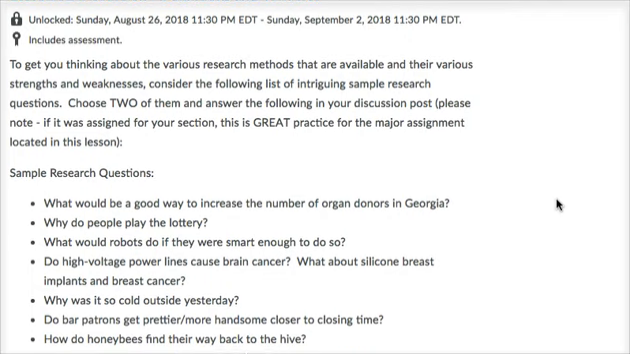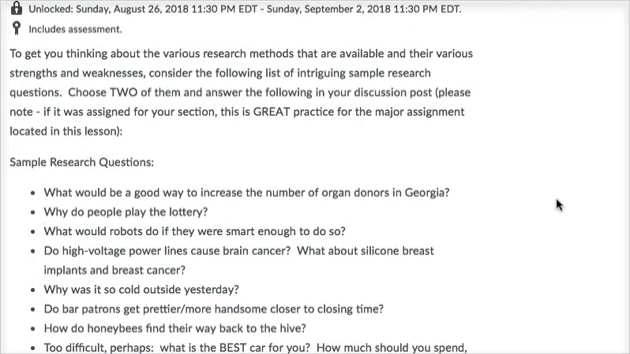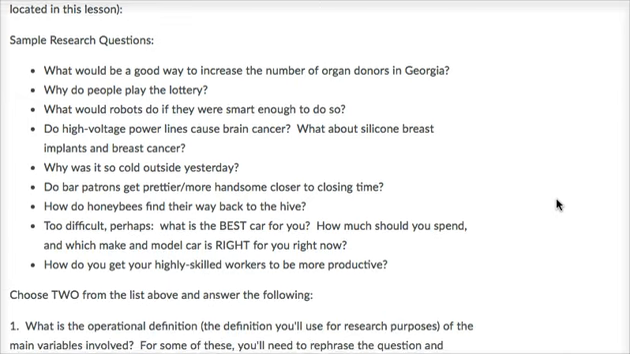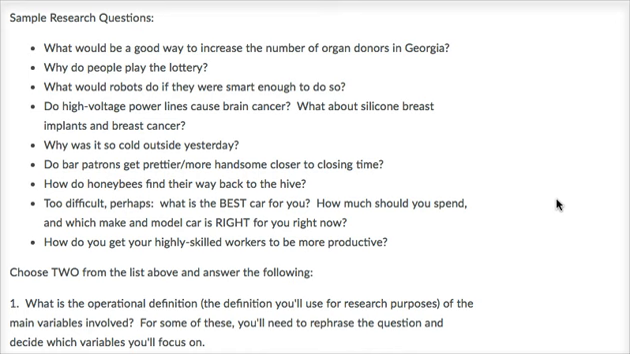Please note it was assigned for your section. If it was assigned for your section, it's a great practice for the major assignment located in this lesson, and in fact you do have a major assignment on research methods, which is under the assignment tab. So what you're asked to do is to choose two of these sample research questions and answer the following in your discussion post.